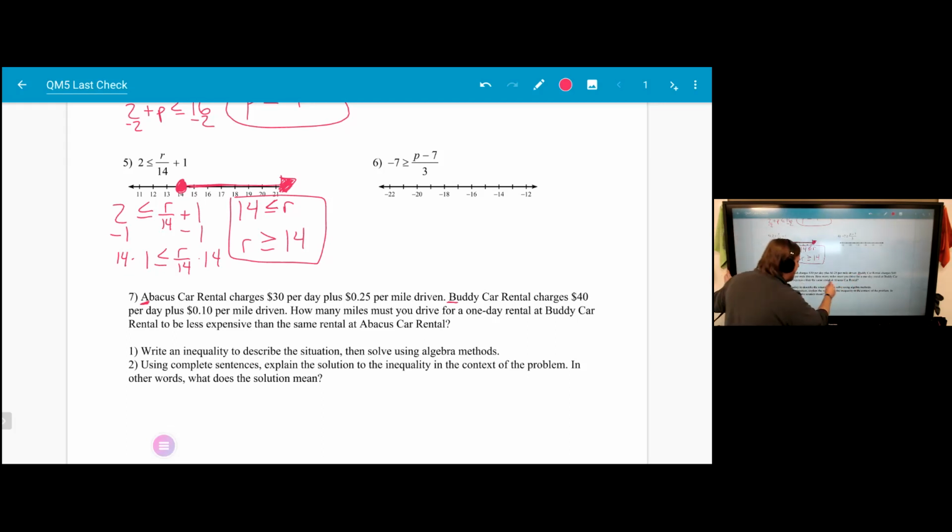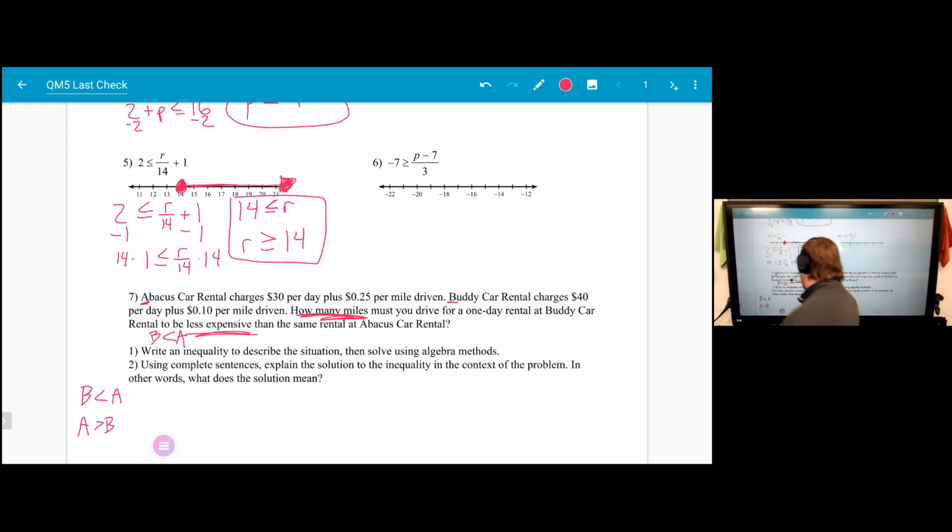How many miles? This means we don't know the miles. That's going to be our variable. I'm going to get real creative and call the miles M. And to be less expensive, so Buddy, less expensive than Abacus. So I'll rewrite that. Buddy, less expensive than Abacus. You could also have Abacus greater than Buddy. Those two things mean the same thing, okay?